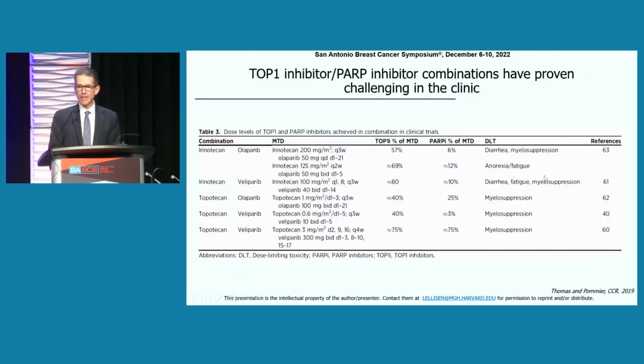The problem was, however, that in patients, giving intravenous topo-1 inhibitor and a PARP inhibitor was just intolerable. Really, almost innumerable clinical trials initiated and were unable to be completed because of toxicity. And this is the on-target toxicity of the synergistic effect of a topo-1 inhibitor and a PARP-1 inhibitor in tumor cells as well as normal cells.